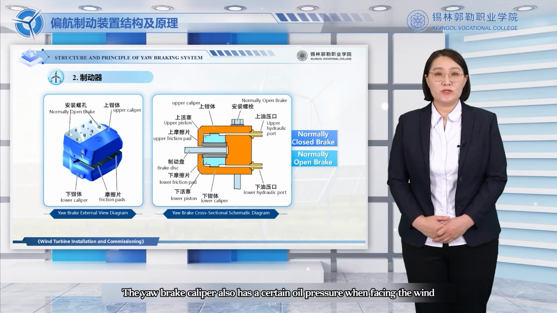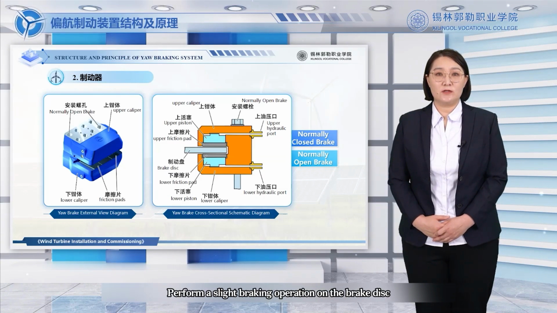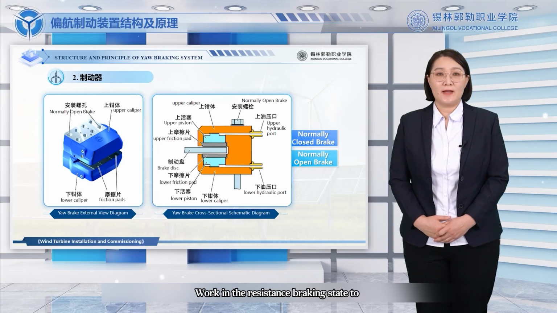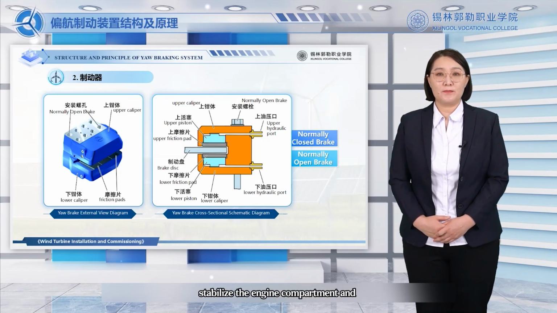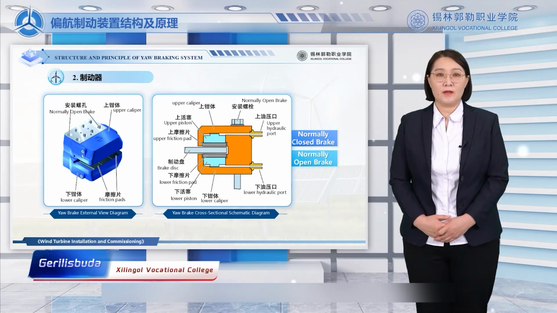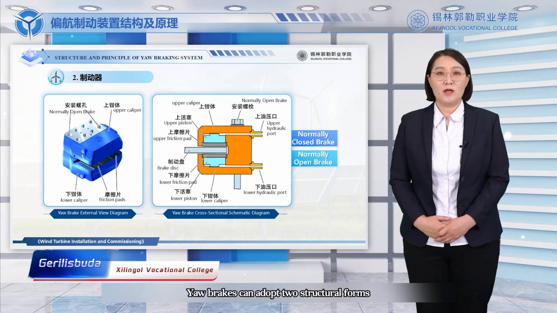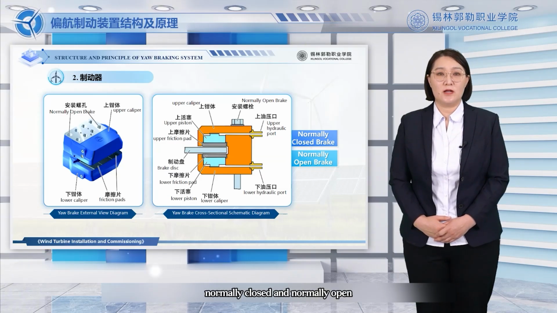The yaw brake caliper also has a certain oil pressure when facing the wind. It performs a slight braking operation on the brake disc, working in the resistance braking state to make the nacelle rotate smoothly against the wind. After encountering the wind, increase the hydraulic braking to stabilize the nacelle and avoid the impact on the yaw gears. Yaw brakes can adopt 2 structural forms, normally closed and normally open.